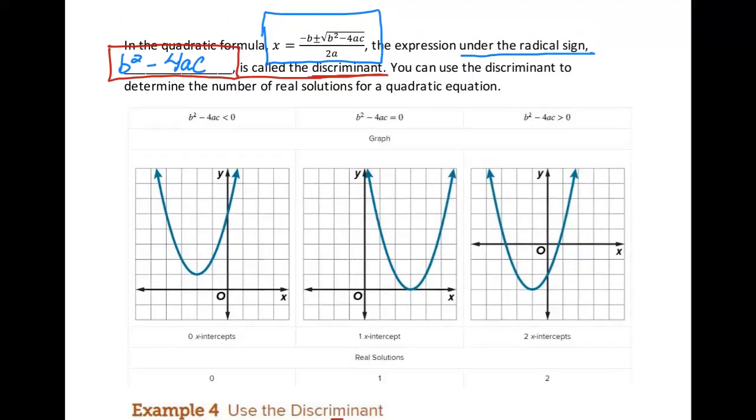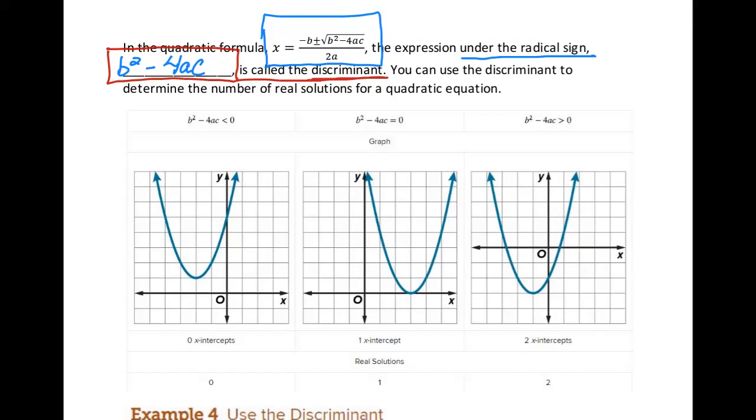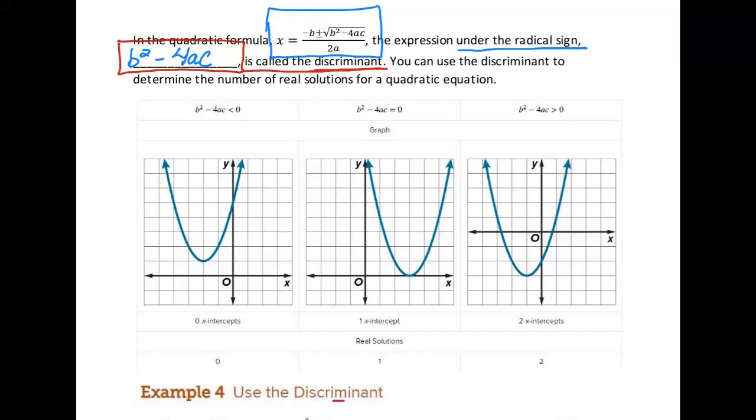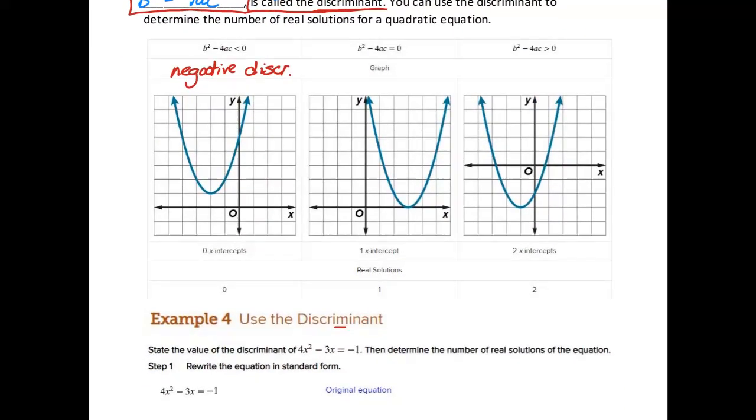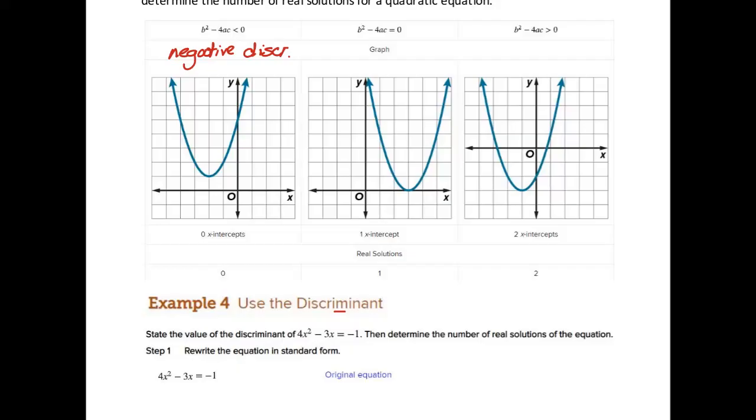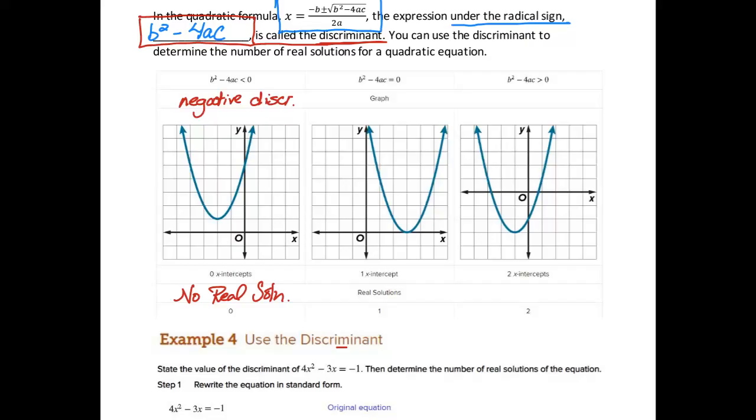So, looking below, if b squared minus 4ac is less than 0, if a number is less than 0, then it is what? Negative, right? So if you have a negative discriminant, I'm going to put DISCR, then you have no real solutions. No real solutions. Okay? If it's less than 0, if it is negative, all right?